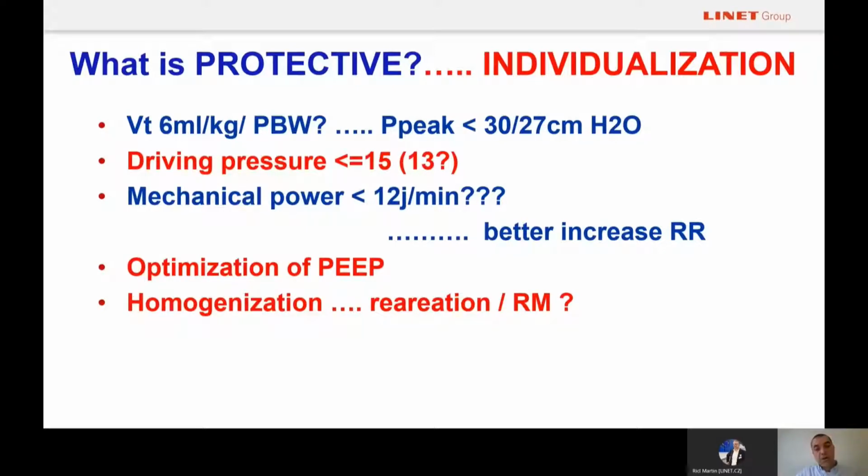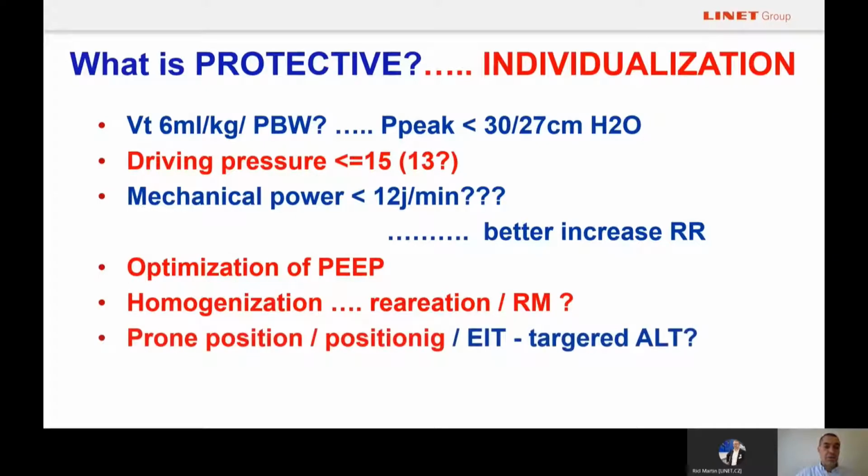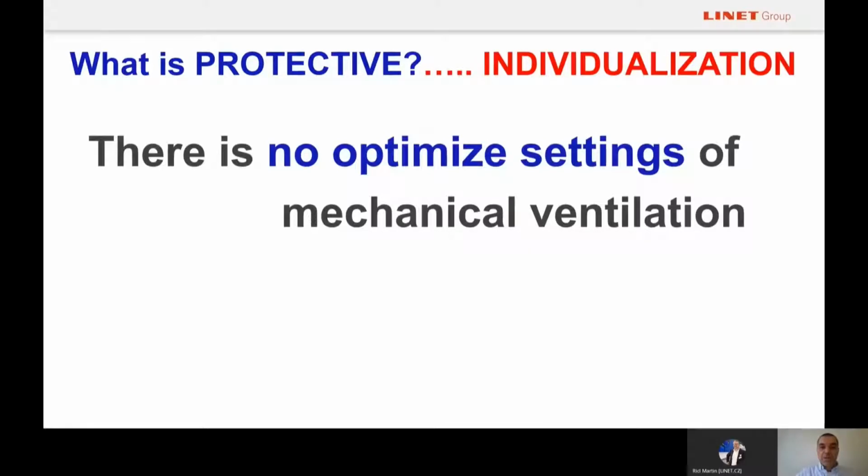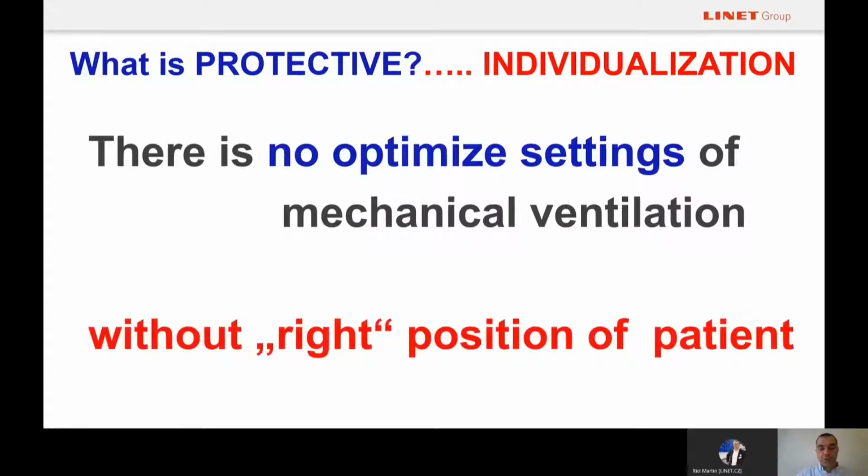We should perform a recruitment maneuver, but a better way is to use some positioning, and it's our main aim and the future, the right position of the patient. It started with prone, and maybe by EIT we can target the position better right now because we can see inside the lung what's happening. So the last picture: there is no optimized, protective setting of mechanical ventilation without the right position of our patient. Thank you for your attention.